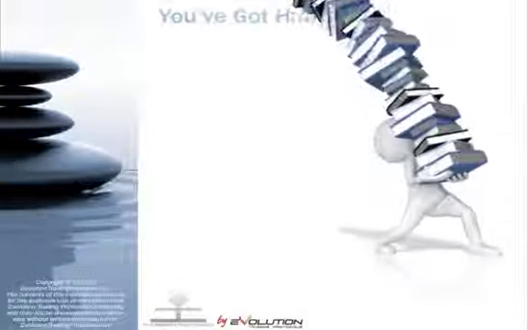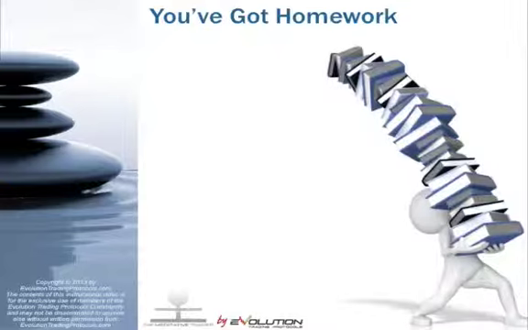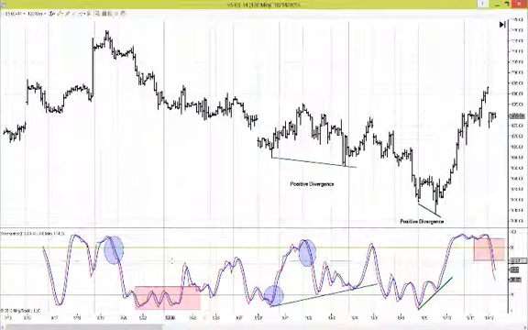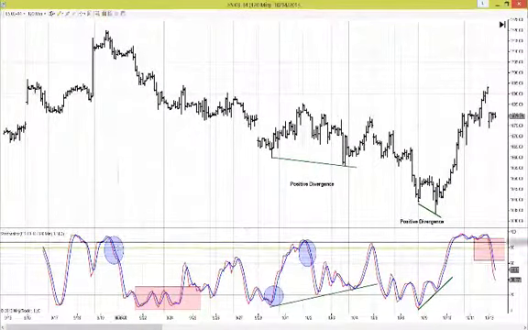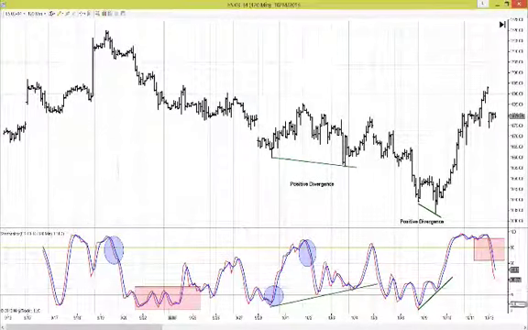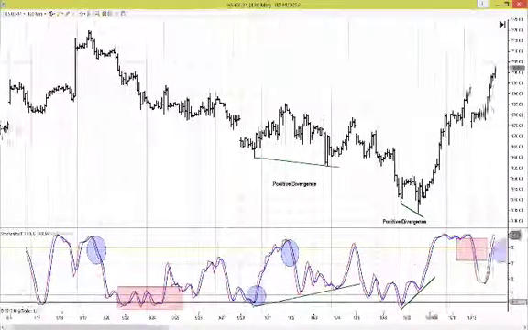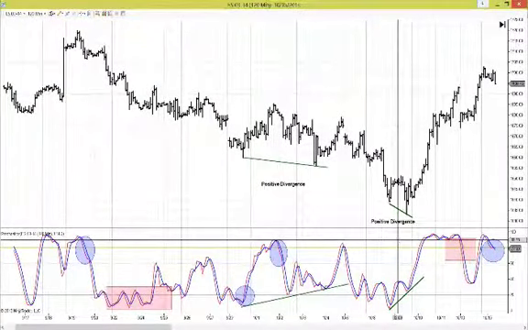So, homework. This time your homework has grown, and now you have to do a lot more homework. First, you must identify all overbought and oversold areas in your chart. For instance, you identified that this one was overbought, this one was oversold, overbought, oversold, overbought, etc.